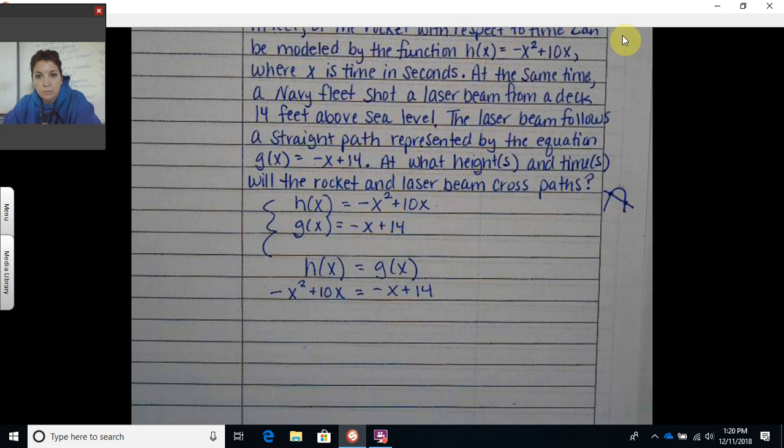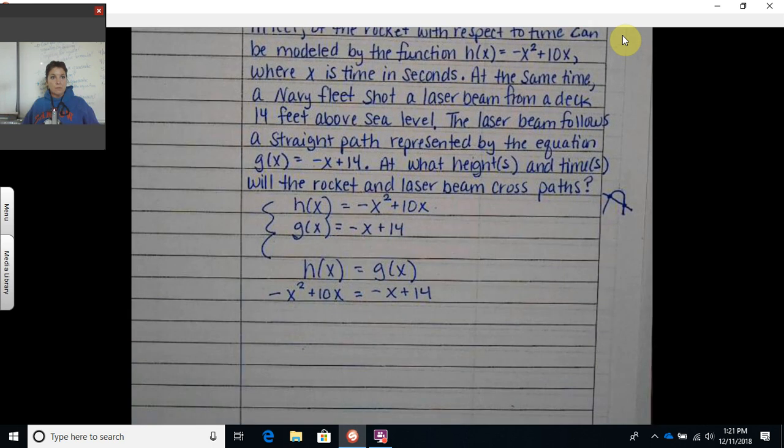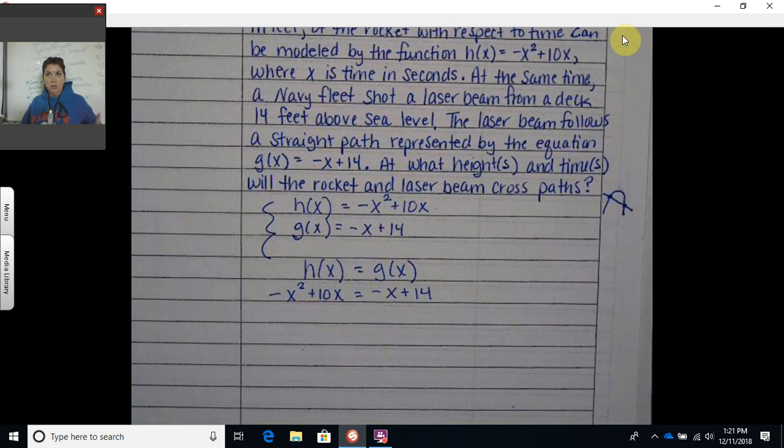What's my highest degree? Squared, right? So my highest degree is a 2. That means quadratic. Do we know how to solve quadratics? Yeah, we can either factor. That doesn't always work. Quadratic formula, that always works. Completing the square, that always works. If I factor or use the quadratic formula, I got to get it set equal to 0, right? If I complete the square, I want my constant on one side, everything else on the other.